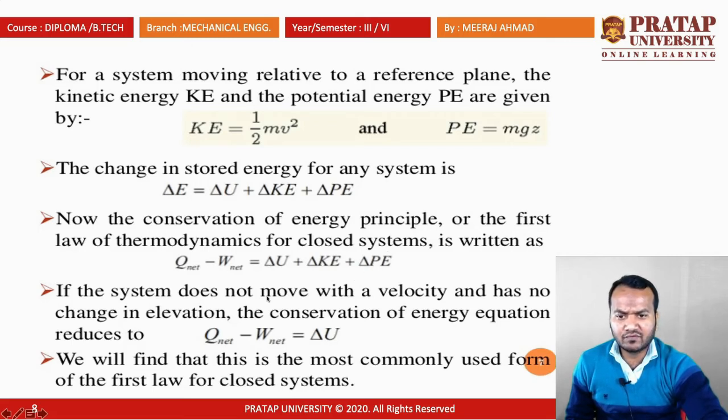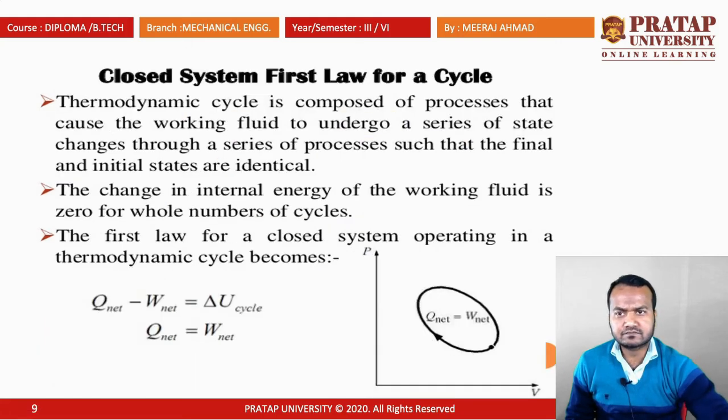If the system does not move, suppose the system is at rest with no velocity and has no change in elevation, then the potential energy and kinetic energy changes reduce to 0. So, the equation reduces to net heat transfer Q minus net work transfer W is equal to the change in internal energy. We will find that this is the most commonly used form of the first law for closed systems. Later we will discuss the energy for the closed system.